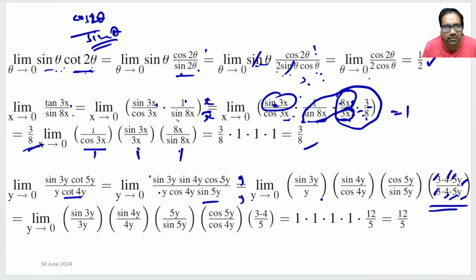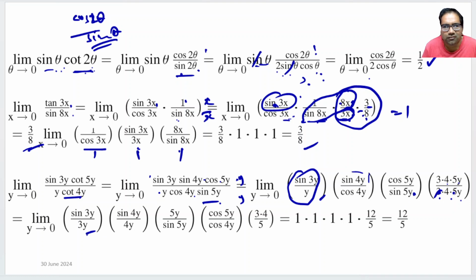What is this? sin 3y by 3y, then sin 4y by cos 4y, and cos 5y by sin 5y into this one. What is this one? One is sin 3 into 4 into 5y by 3 into 4 into 5y. This is basically 1. And why are we doing this? Because we want sin 3y by 3y. Okay, 1 3 is gone. We'll take this 1 3.